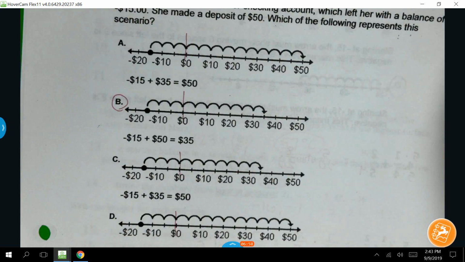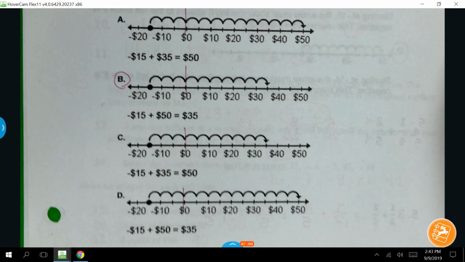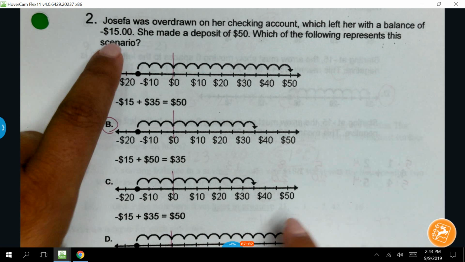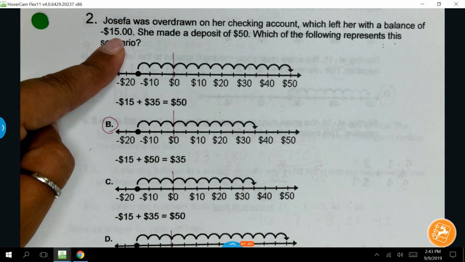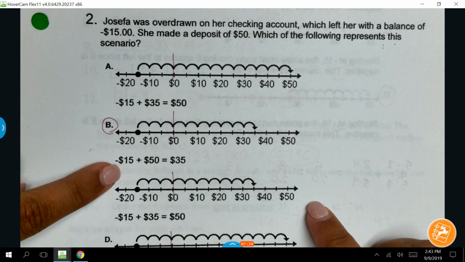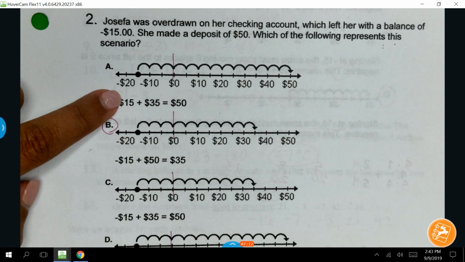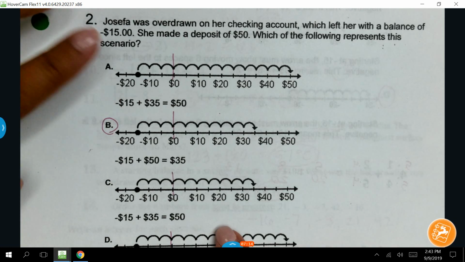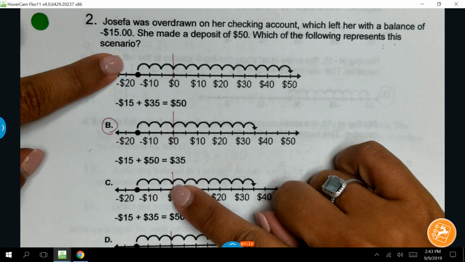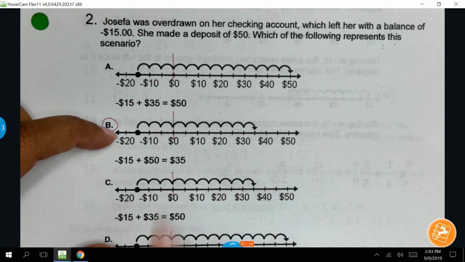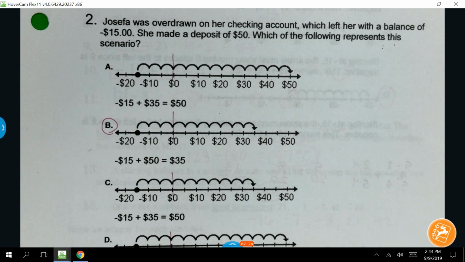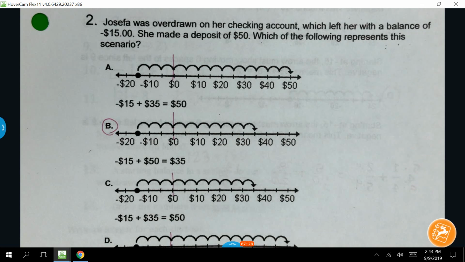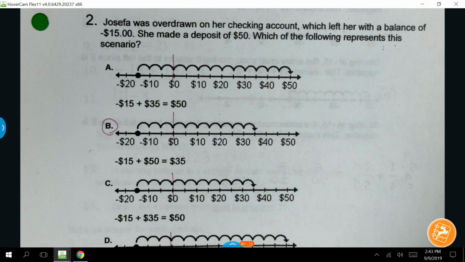Number 2 is answer choice B. So she had a -15 balance, and then she put $50 in. So that's -15 plus 50. So just looking at the expression or the equations that they gave you, you could go ahead and mark out answer choice A and C. So it's between B and D, and then once you look at the actual number line, the number line is correct on B. Questions on that? We good?